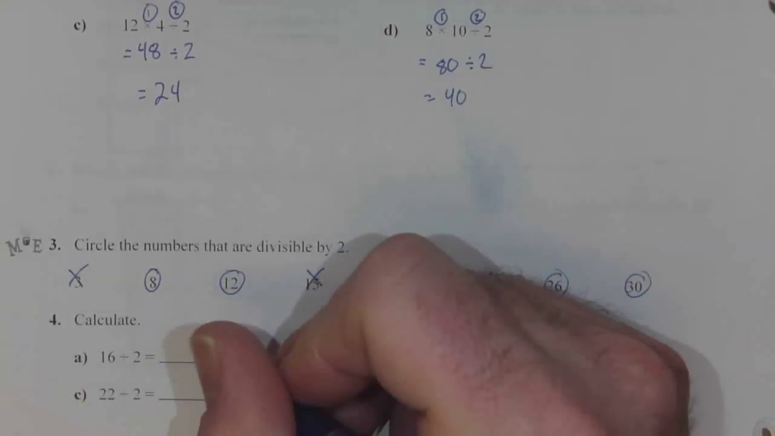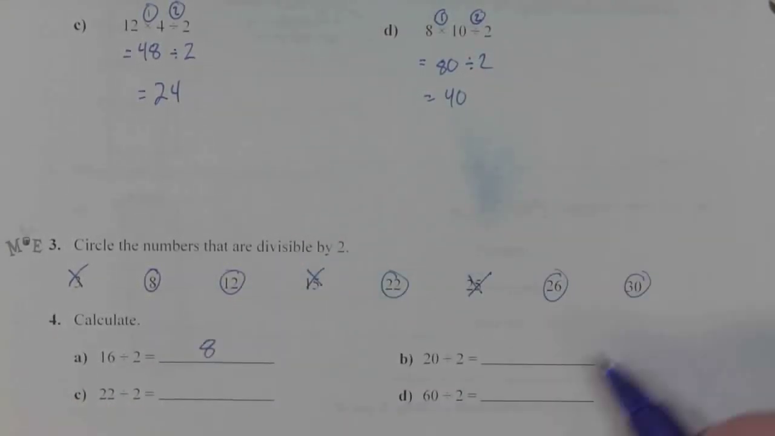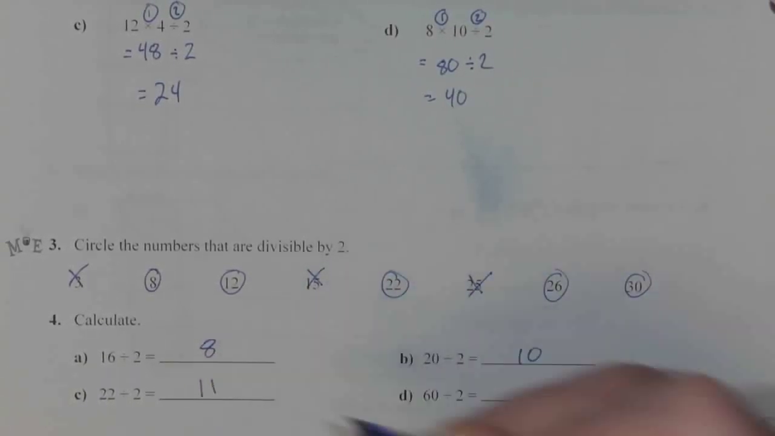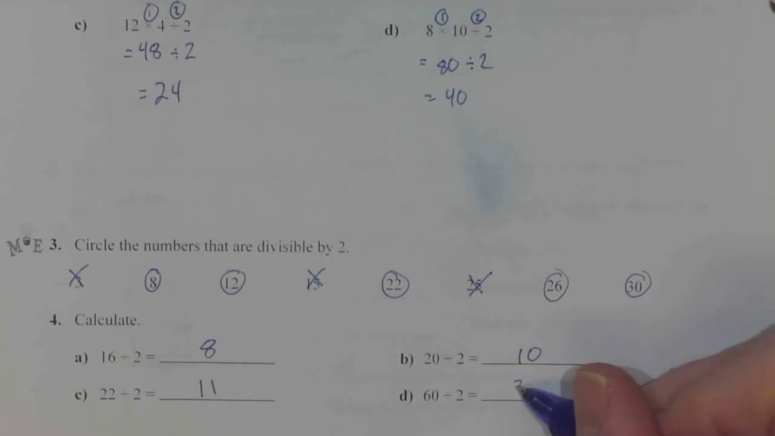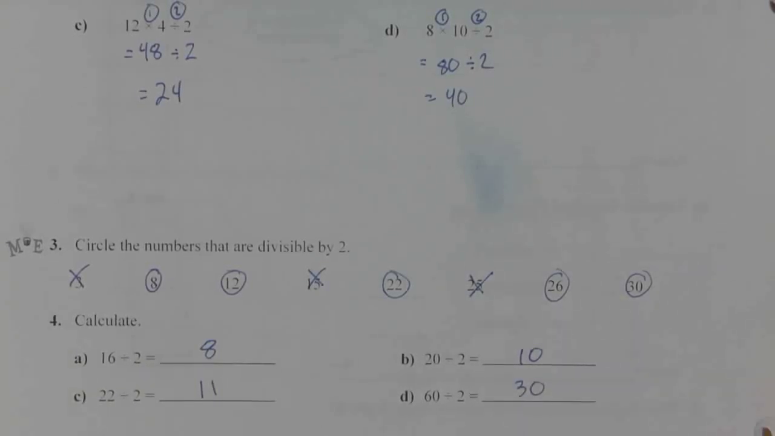But 16 divided by 2 is 8. 20 divided by 2 is 10. 22 divided by 2 is 11. And 60 divided by 2 is 30. So that's your warm-up.